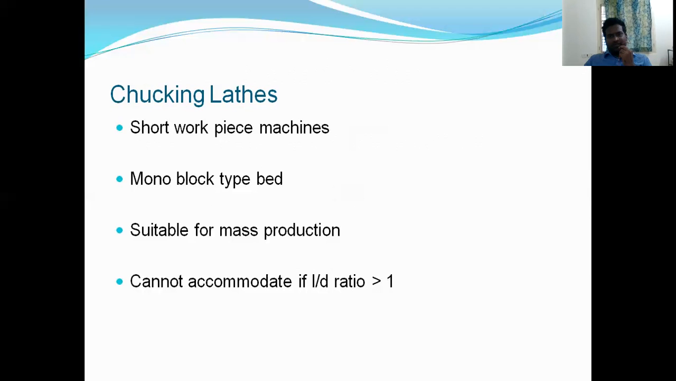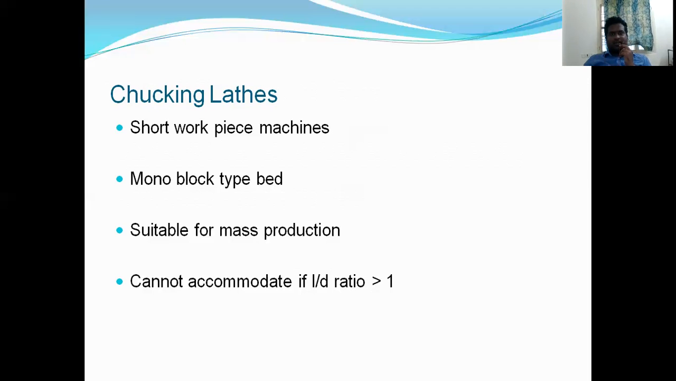Say the length is 150 and the diameter is 300. So 1 by 2, we are getting the ratio 0.5, which is not greater than 1, it is less than 1. So that type of products can be accommodated. What we have observed by doing this calculation is that the length should be short compared to the diameter. That type of products are accommodated in the chucking lathes, right?